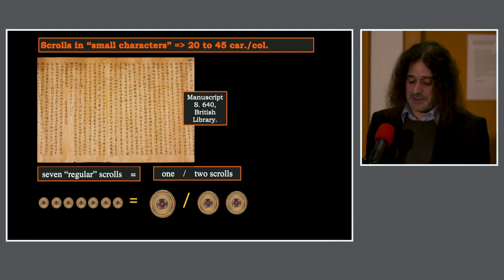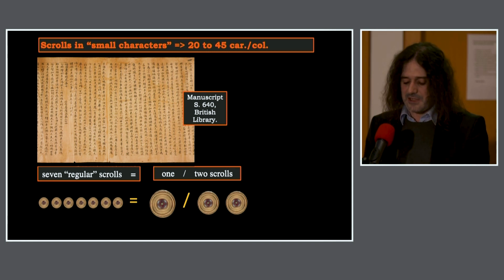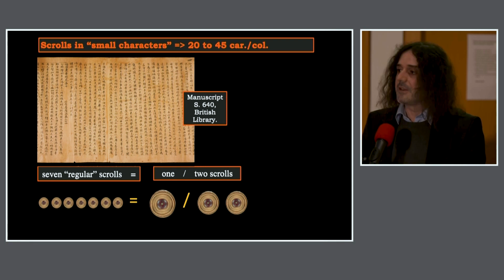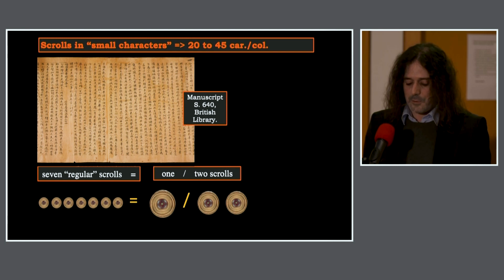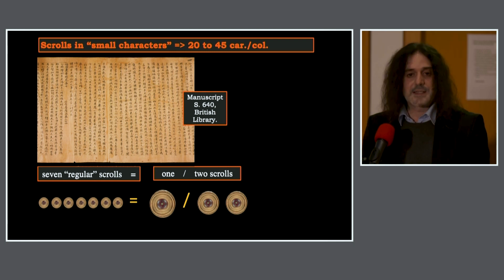So these types of manuscripts, even if we consider them as a distinct category, are not very standardized. For example, the number of characters per column can vary from 20 to 45. There is no evidence of a given rule or a trend in the formal organization, and this would seem to suggest a production carried out in a specific context, maybe for an individual or personal use.